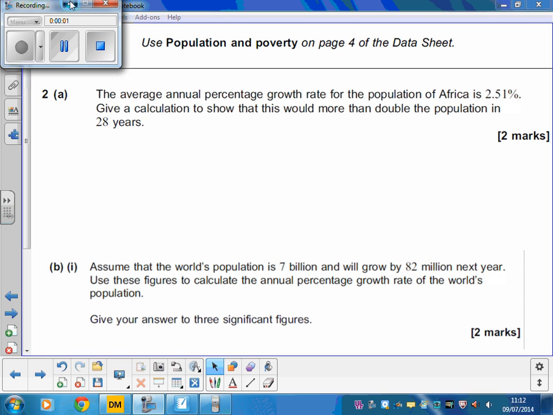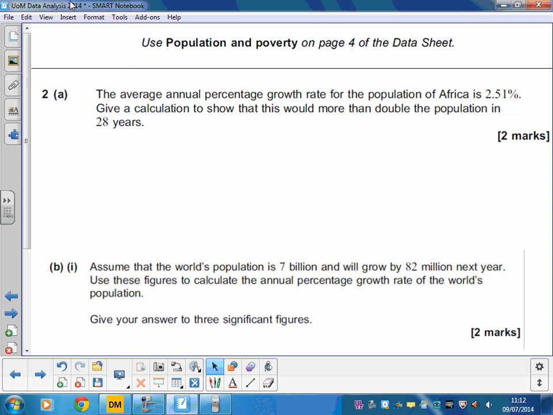Data Analysis 2014, question 2. This one's all about population and poverty, which was on page 4 of the datasheet. Now, it says here that the average annual percentage growth for the population of Africa is 2.51%, and we want to show that this doubles the population in 28 years.